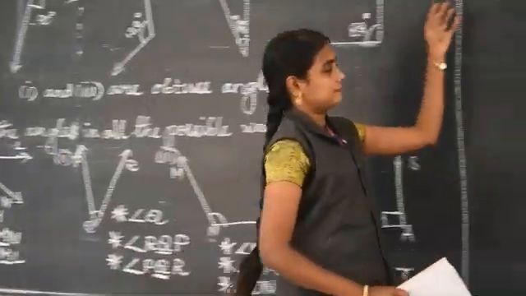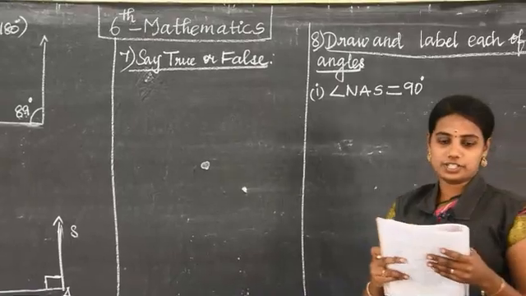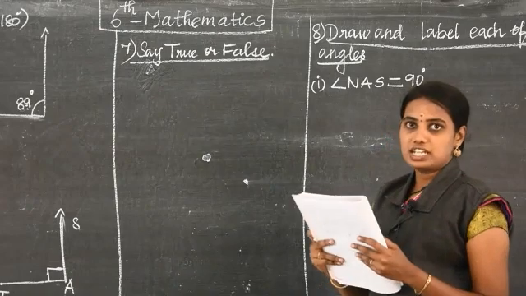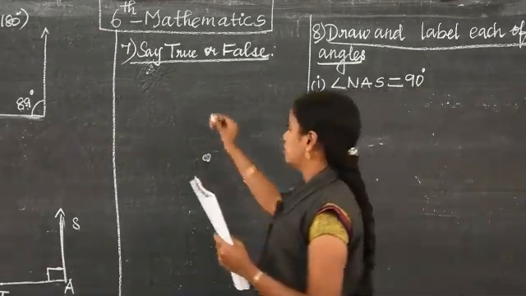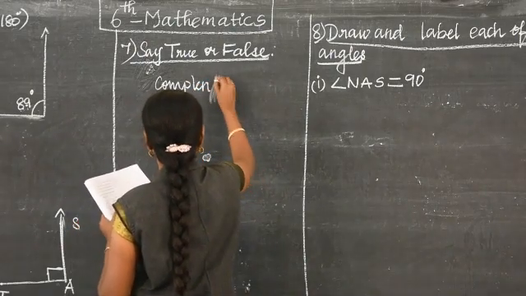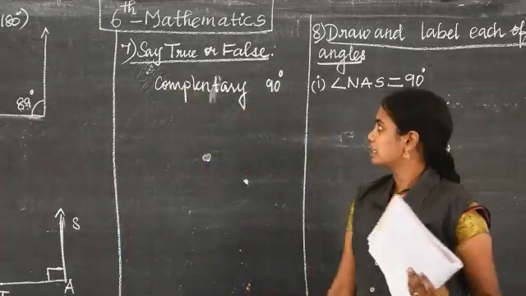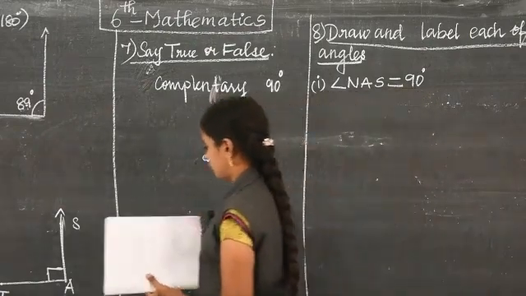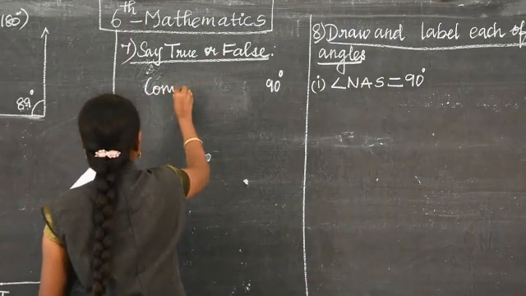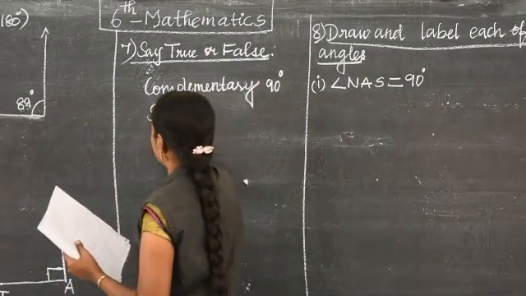Next, question number 7. Say true or false. First option, listen to me. 20 and 70 are complementary. Complementary means, complementary angle is 90 degrees, yes or no? Complementary angle is 90 degrees.